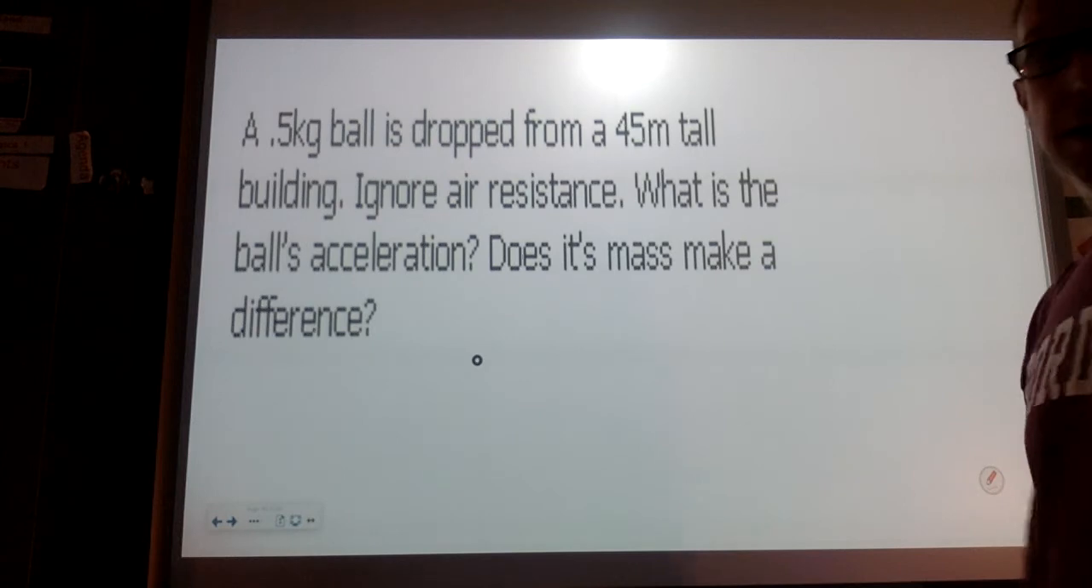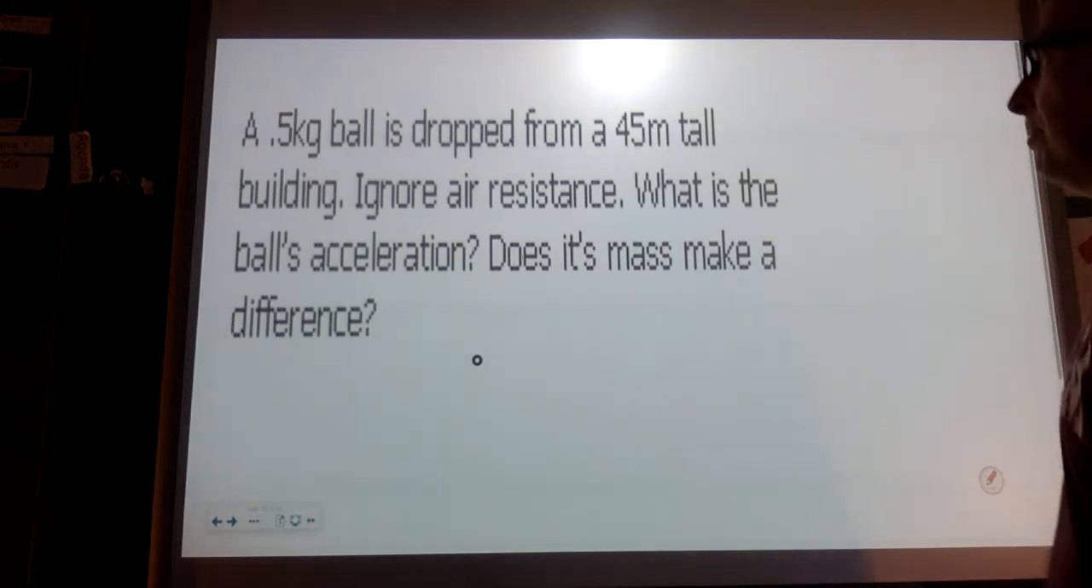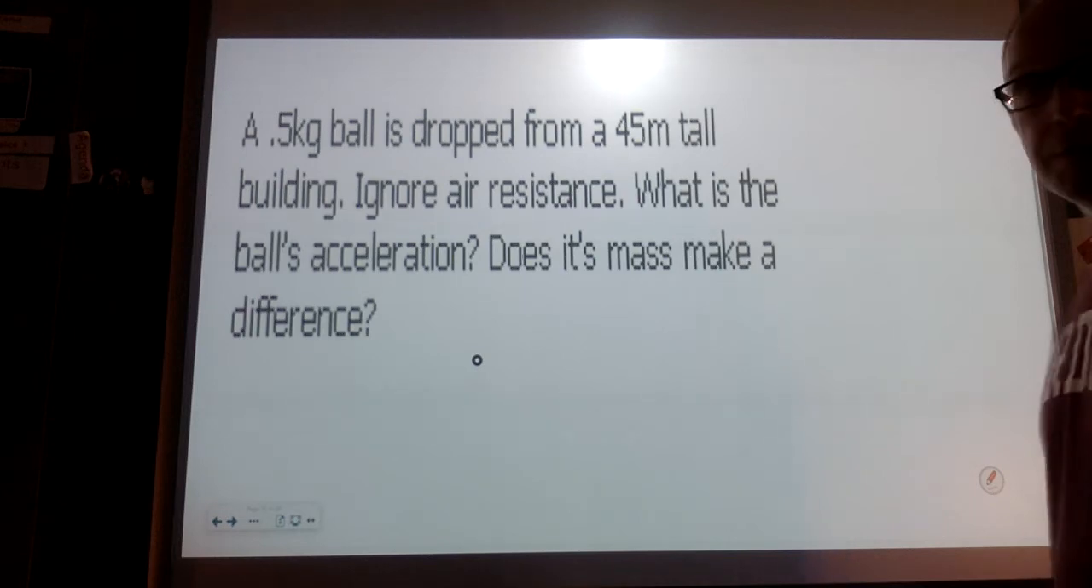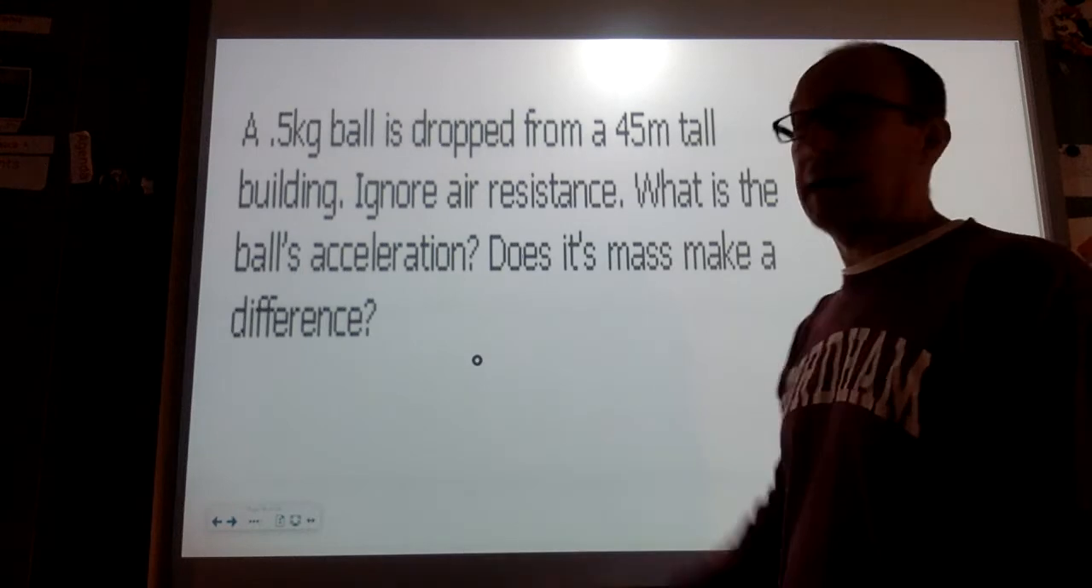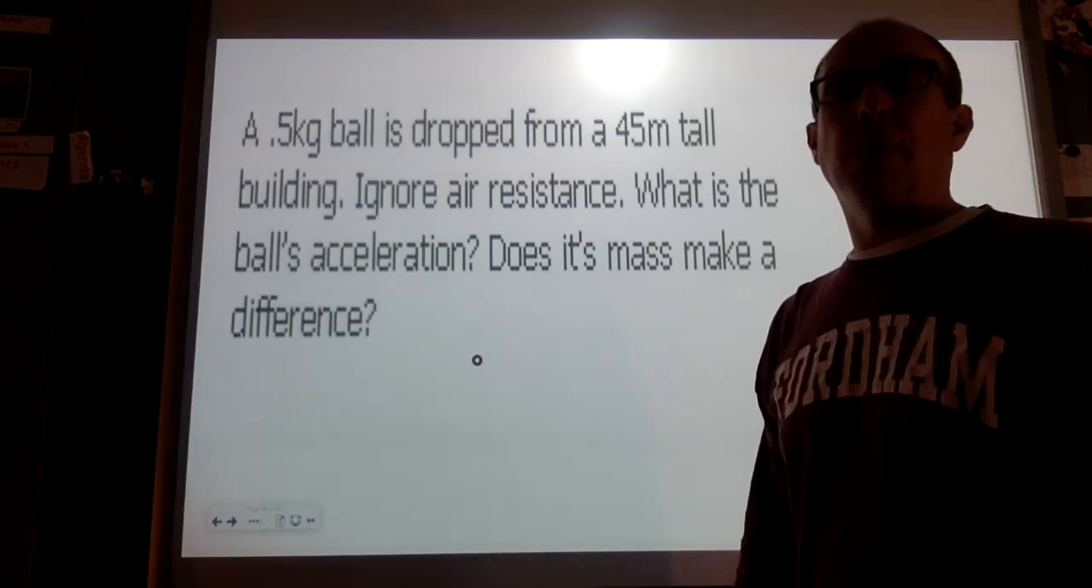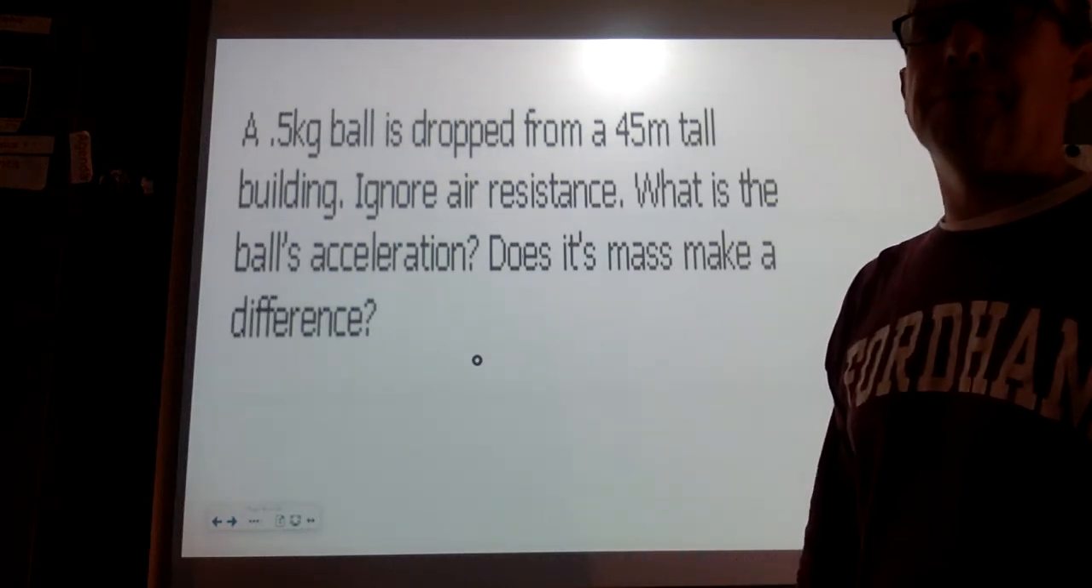All right, so we can solve a lot of our kinematics problems in the same way, just with the second law. So the first one is, I have a 0.5 kilogram ball. It's dropped from a 45-meter tall building. Ignore air resistance. What is the ball's acceleration? Does its mass make a difference? And I'm supplied with the dot. So I'm going to draw a free body diagram. What are the forces acting on this ball while it falls?